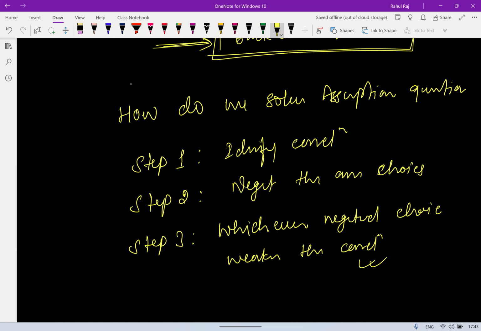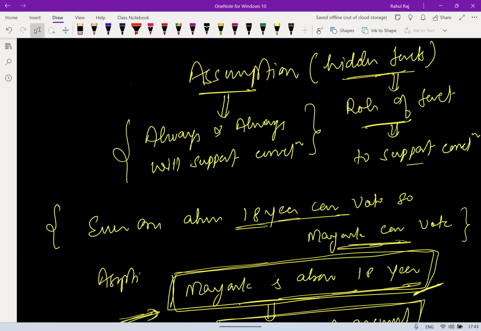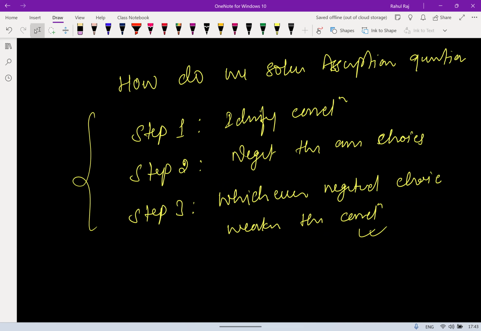Now, after I've told you all these three steps, you will come down fighting with me, saying, Rahul, right now you have taught that assumptions are the backbone of an argument, a hidden fact that supports the conclusion. Why the hell should I be doing whichever negated choice weakens the conclusion? This is a very evident question that you can ask. You can always say, Rahul, why should I not choose an answer that supports the conclusion, rather than you telling me to identify the conclusion, negate the answer choices and see whichever negated choice weakens the conclusion? I can also directly choose an option which supports my conclusion. Why should I follow this step?